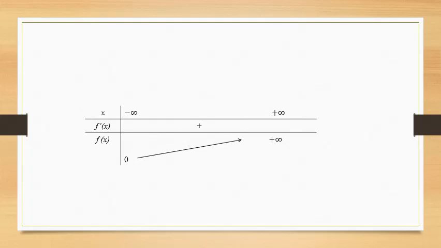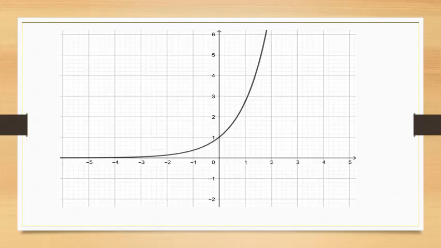The curve should be drawn above the x-axis. Now the x-axis is a horizontal asymptote. It's passing through 0, 1. The image of 1 is e, which is 2.718. The function is always above the x-axis and is strictly increasing.